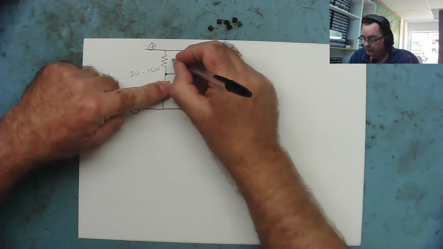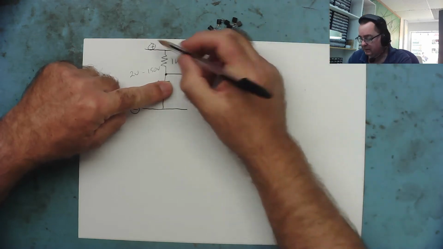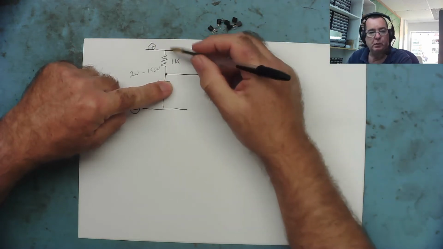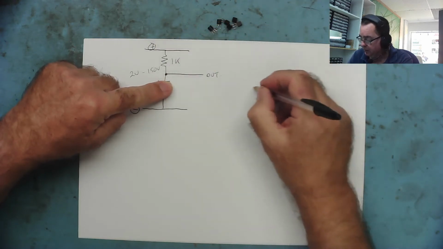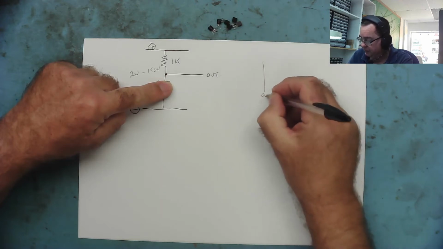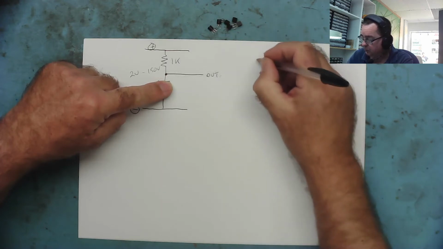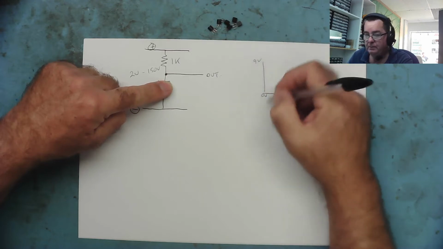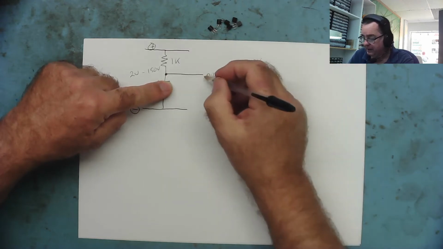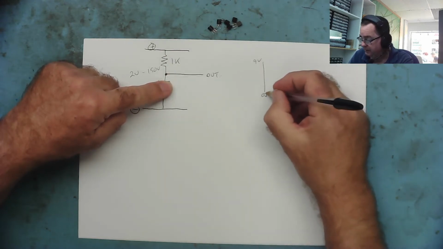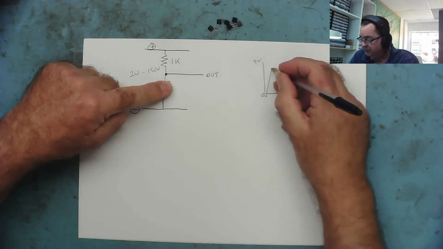Let's pass a 1k resistor in here. So the output voltage will match the input voltage all the way from 0 volts up to 9 volts. The output voltage here will be the same as the input voltage, so the output voltage will increase.